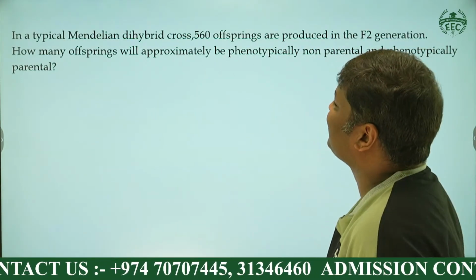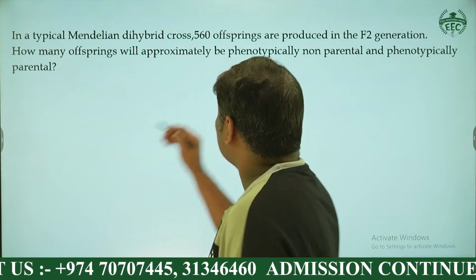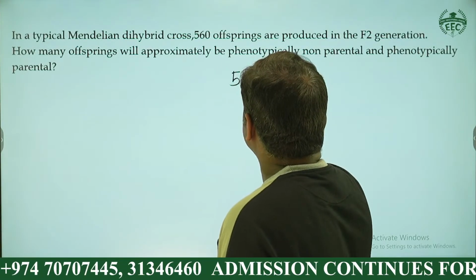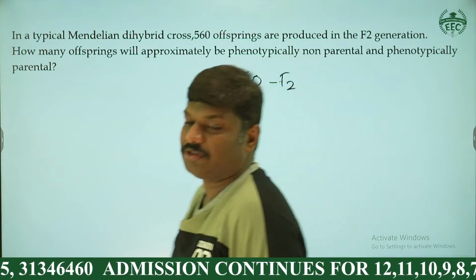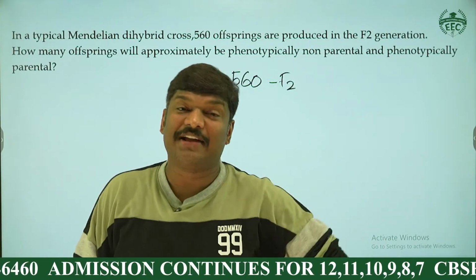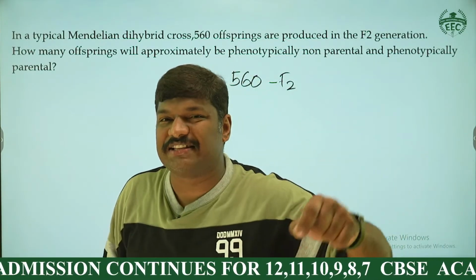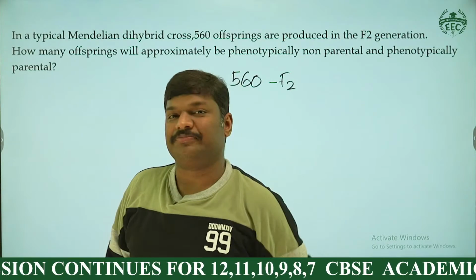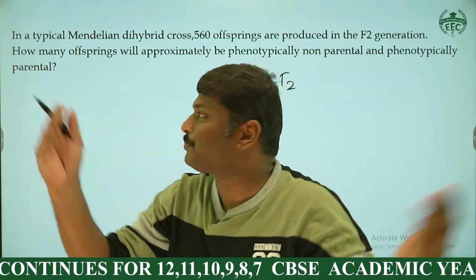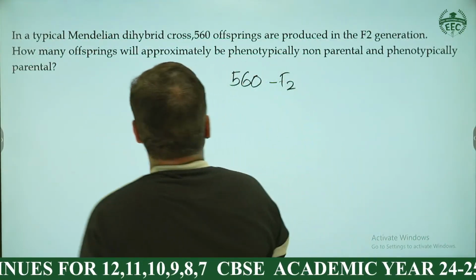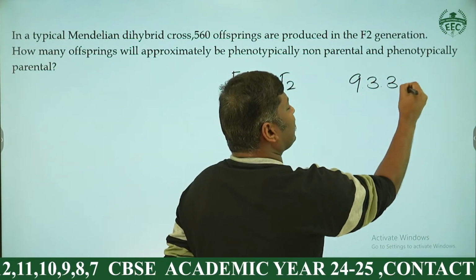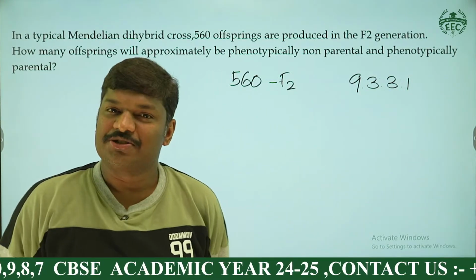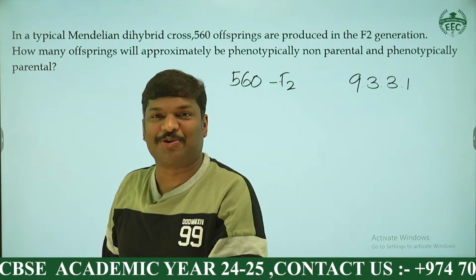In a typical Mendelian dihybrid cross, they asked, a total 560 seeds are produced in F2 generation. Oh, it's an important question, my dear student. And in a textbook, you can see the number of seeds are not given. Whatever the number of seeds produced, what is the ratio you studied? If the ratio is 9:3:3:1, then you can see Mendel conducted monohybrid cross and dihybrid cross.